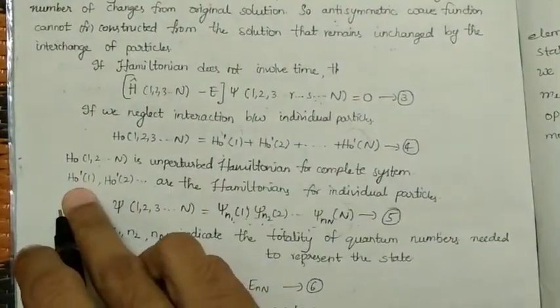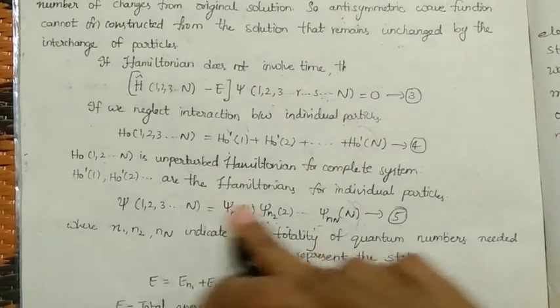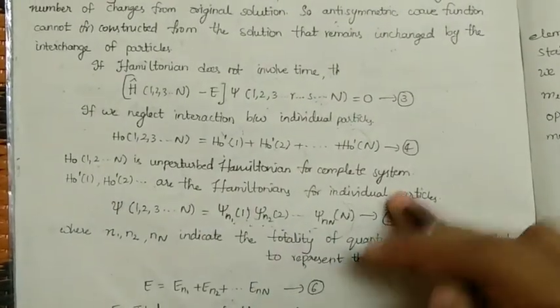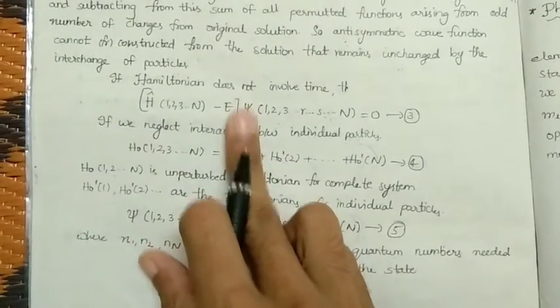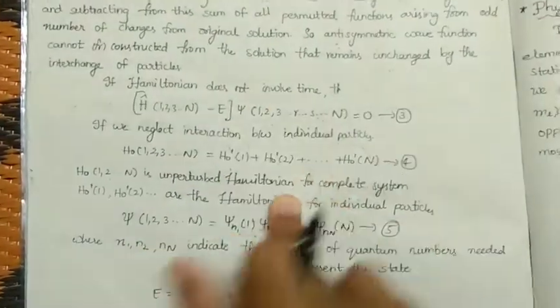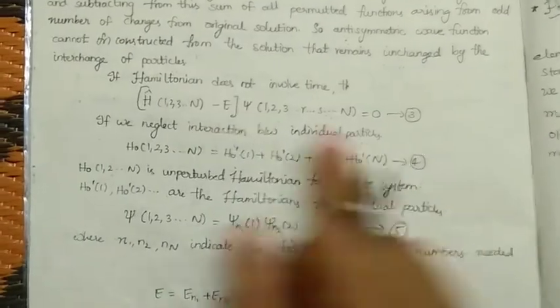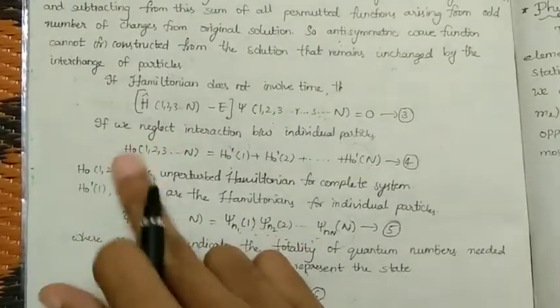And h naught dash of 1, h naught dash of 2 are the Hamiltonians for individual particles. So this is the case for single electrons. This is the Hamiltonian for the first electron, this is the Hamiltonian for the second electron, this is for the nth electron, like that. And this is for the overall system, all the electrons put together, that is the Hamiltonian.